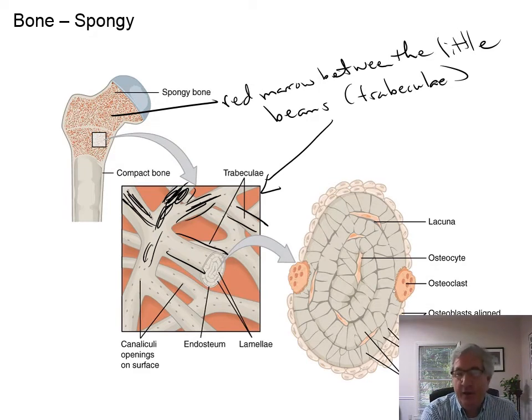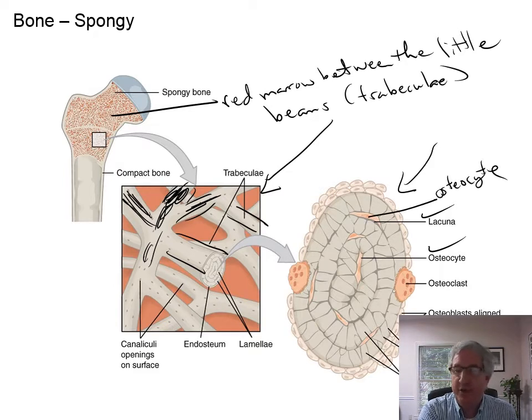And then if you do a transverse section directly through one of these beams, this is what it looks like. So you have a lacuna, there's an osteocyte in there. So you have a lacuna, there's an osteocyte there.